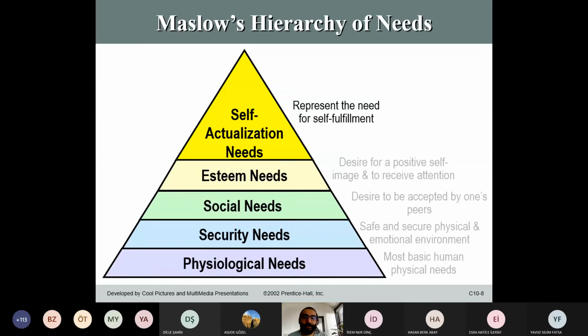For example, if someone is hungry, if someone is not secure, does not have a house or a shelter, does not have the money to feed their family, right? You cannot talk about self-esteem goals. Do not talk about self-actualization goals. Therefore, it should be step by step. Maslow tells us that.